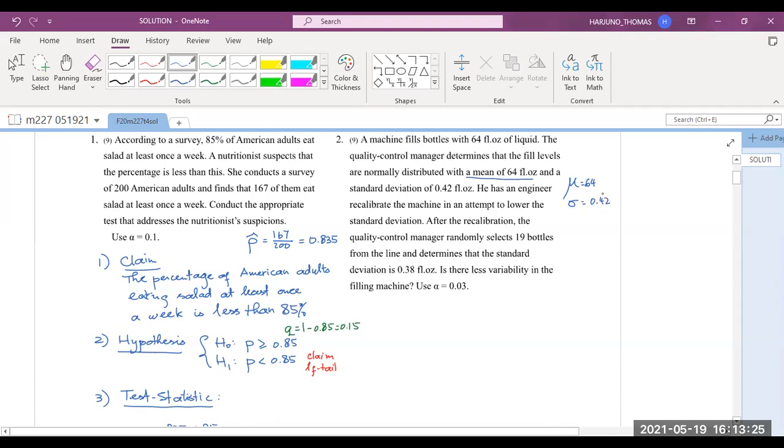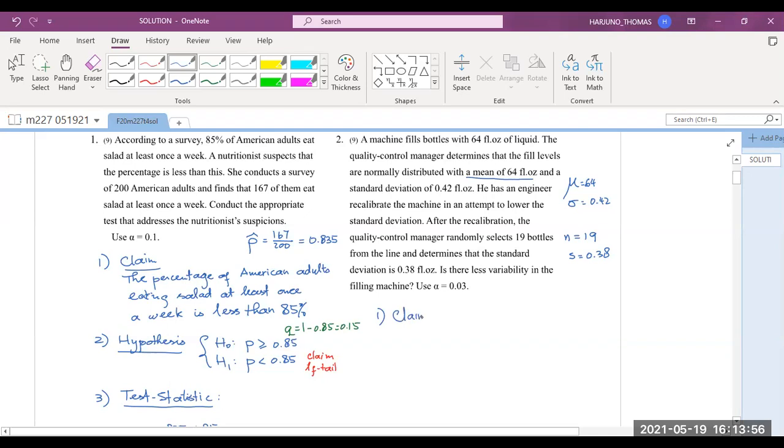Now, he has an engineer recalibrate the machine in an attempt to lower the standard deviation. Okay, now after recalibration, the quality control manager randomly selects 19 bottles from the line and determines that the standard deviation of these 19 bottles is 0.38. Is there less variability in the filling machine?